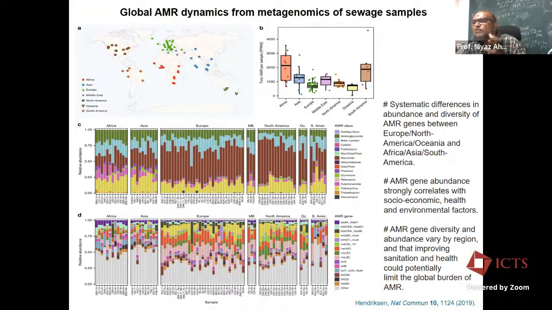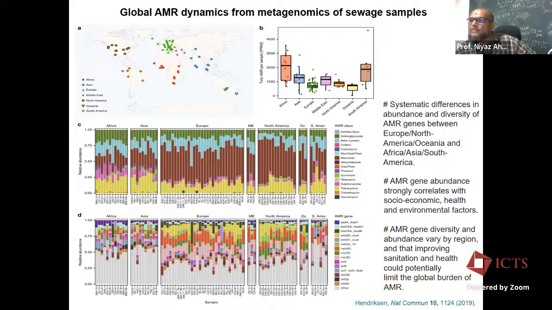It's not the question of only Nepal, Sri Lanka, Bangladesh, India, or any of the South Asian countries, but all over African countries, some of the South American countries. When the data were analyzed from sewage samples on a global scale, as to what the AMR dynamics are as revealed from metagenomics of sewage samples from different communities, the message that has come is that the gene diversity and abundance vary by region. If the region is socio-economically very underdeveloped, there is a high abundance of antimicrobial resistance genes of critical nature.